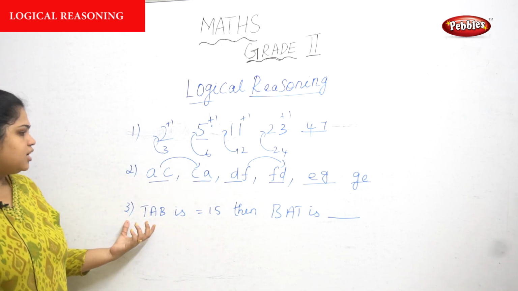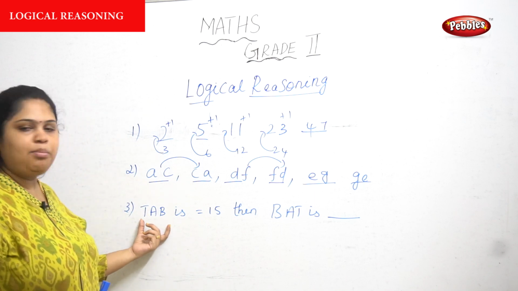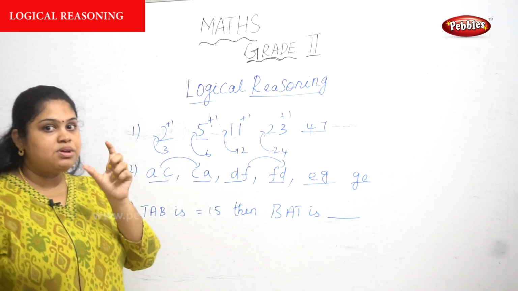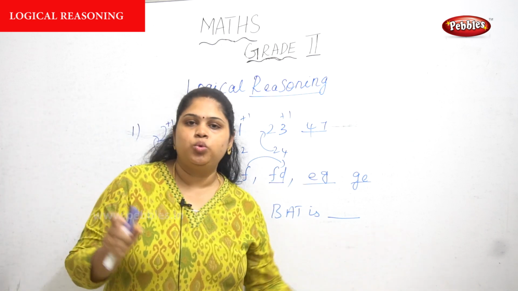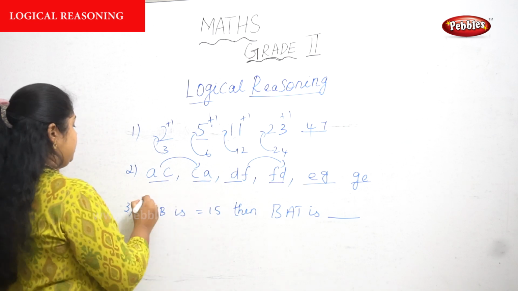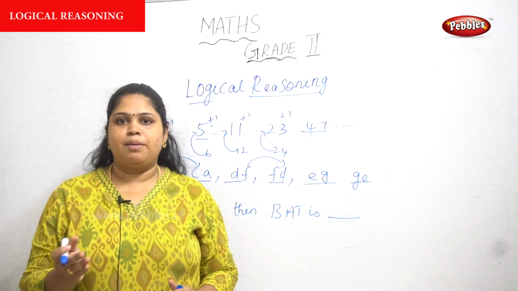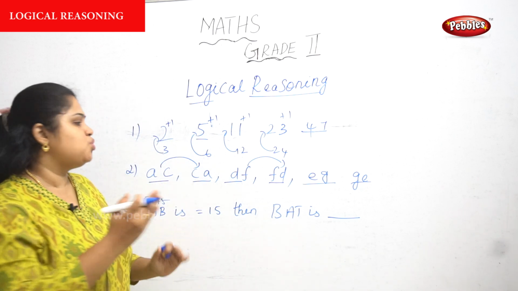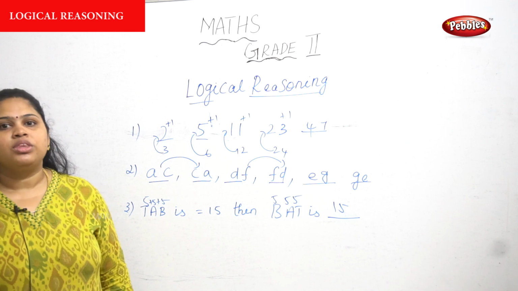This is what we are asking the brain to think in a different kind of way. Okay, the third question is a little bit interesting. See here, TAB is a word which is equivalent to 15. Now what is BAT equal to? When TAB is equal to 15, it means 5 plus 5 plus 5, every letter has a value of 5. Same for BAT, just in reverse, so BAT is also equal to 15.